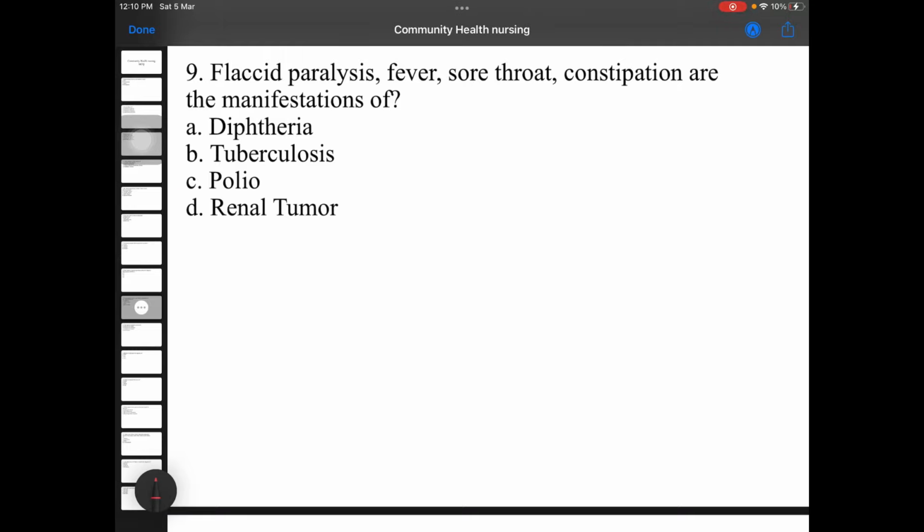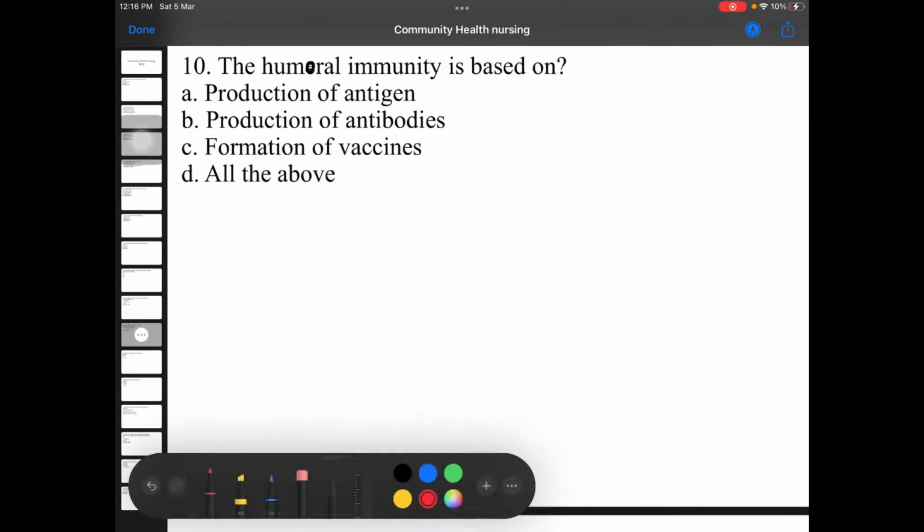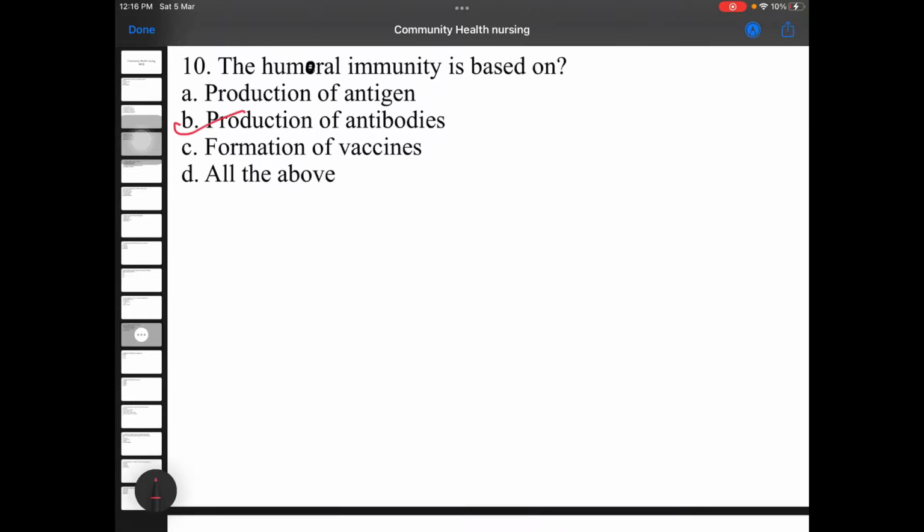Question number 10. The humoral immunity is based on option A, production of antigen, option B, production of antibodies, option C, formation of vaccines, option D, all of the above. So humoral immunity is the process of adaptive immunity manifested by the production of antibodies. So the correct option here is option B, which is the production of antibodies.